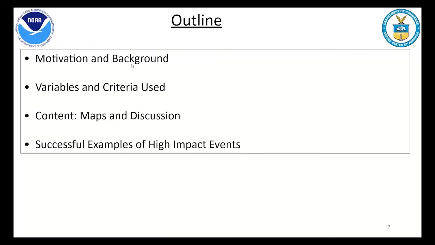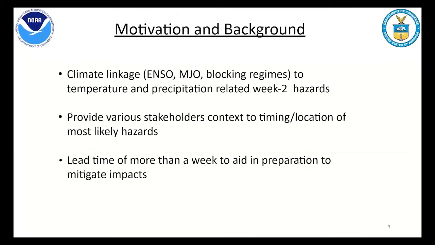So here's the outline of my presentation. I'll give a brief background on the Week 2 hazards, the variables that we forecast for, and also the criteria we use. An example of the map itself and a discussion that goes along with that outlook map. And then 3 successful examples of high impact events that we've had this past year.